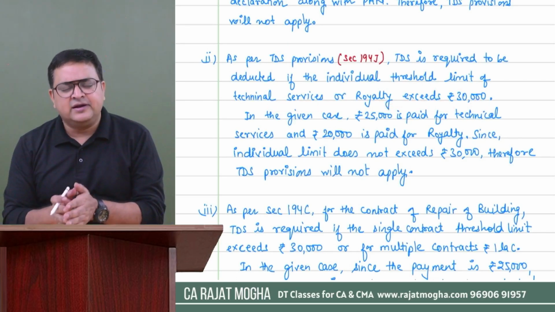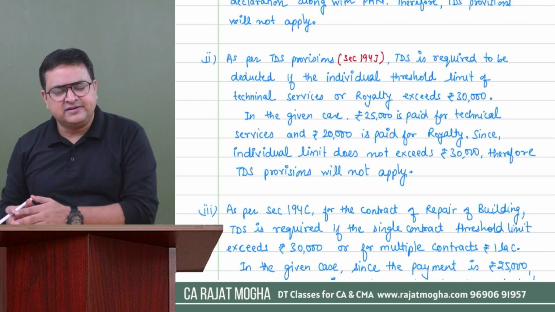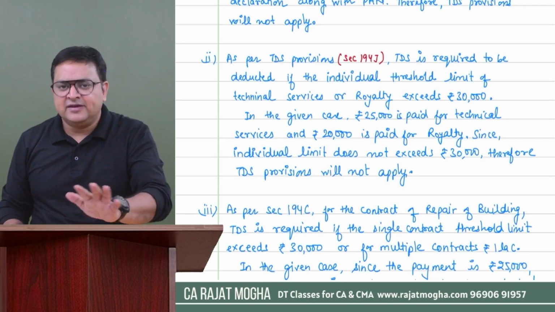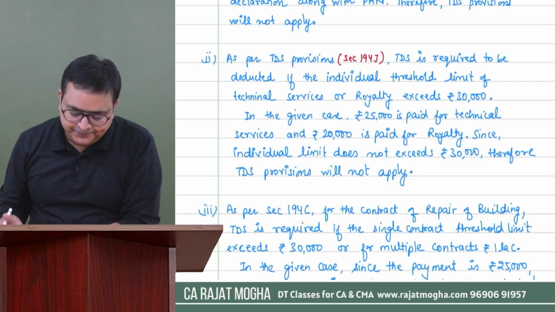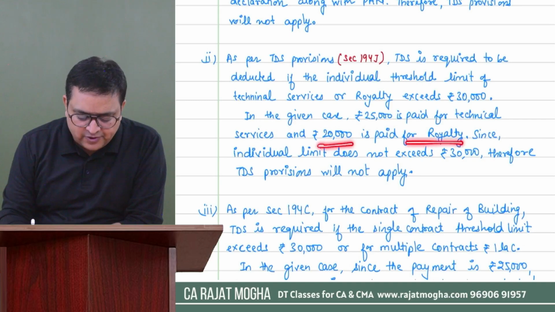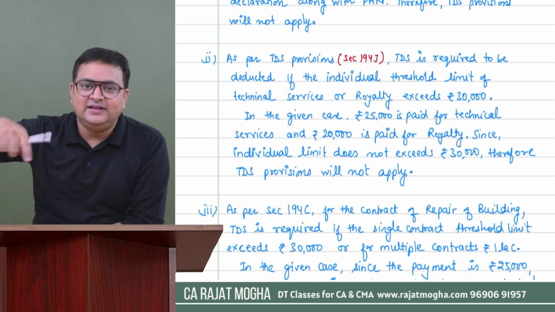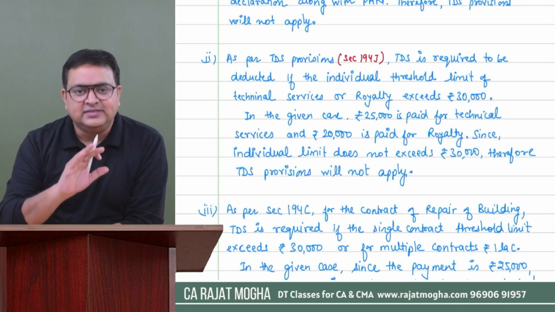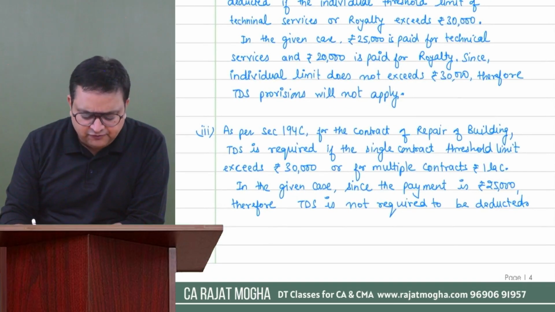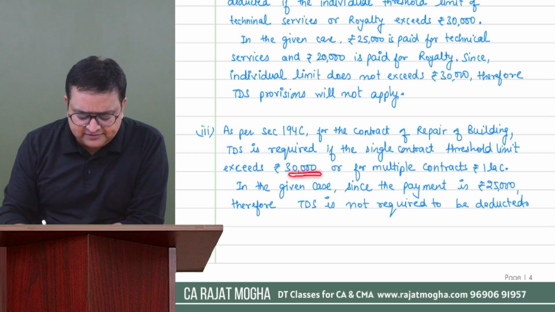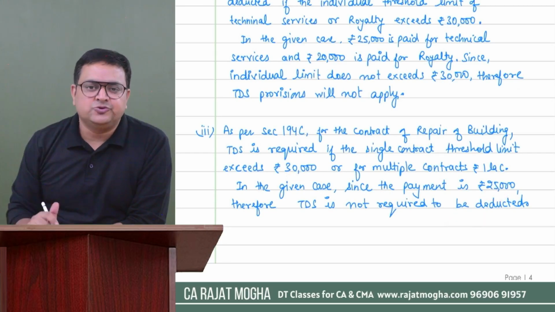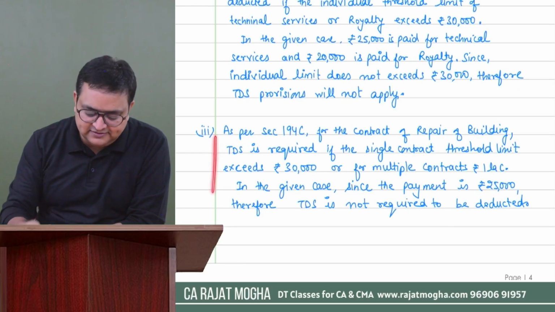I have not mentioned non-competing fees, director fees, etc., because this question is just related to technical services and royalty. In the given case, 25,000 is paid for technical services and 20,000 for royalty, and both individual amounts do not exceed the threshold of 30,000 rupees. That is the reason we are not going to deduct TDS. For repair of building, it was easy. The limit is 30,000 and the payment is just 25,000, less than the threshold limit, so we are not deducting TDS. So this was easy.